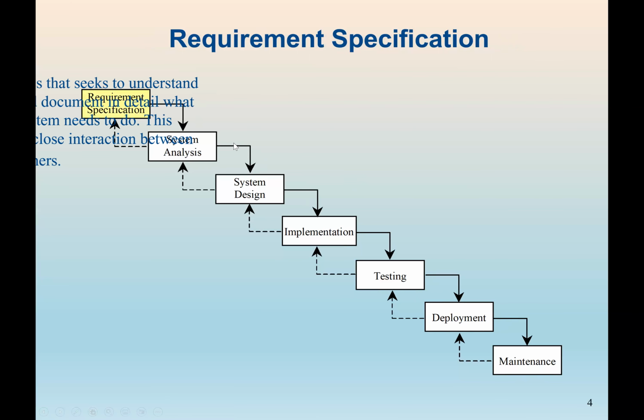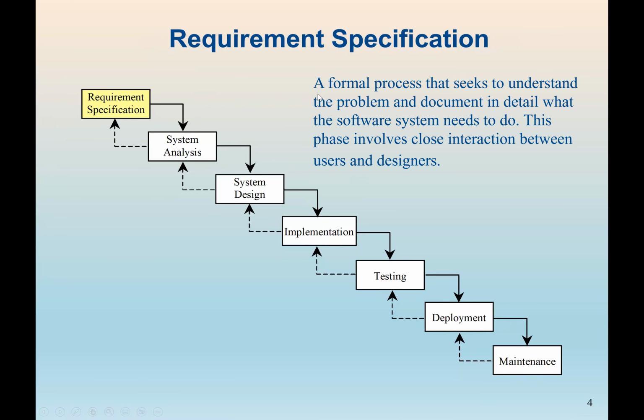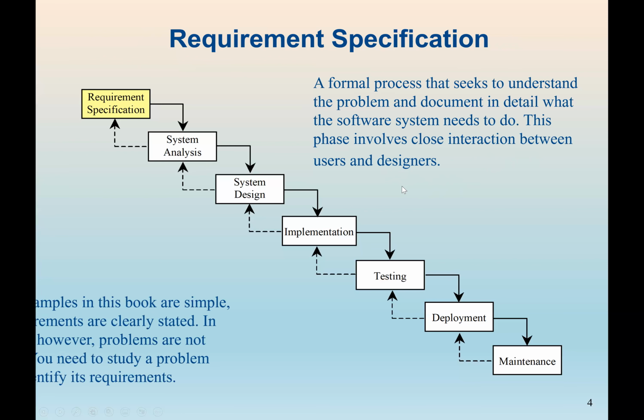So we start with the requirements specification. Here we say it is the formal process that seeks to understand the problem and also document in detail what the software system needs to do. This phase involves close interaction between the users and the designers. For example, the system analysts and those who are going to use the system, or the project stakeholders.